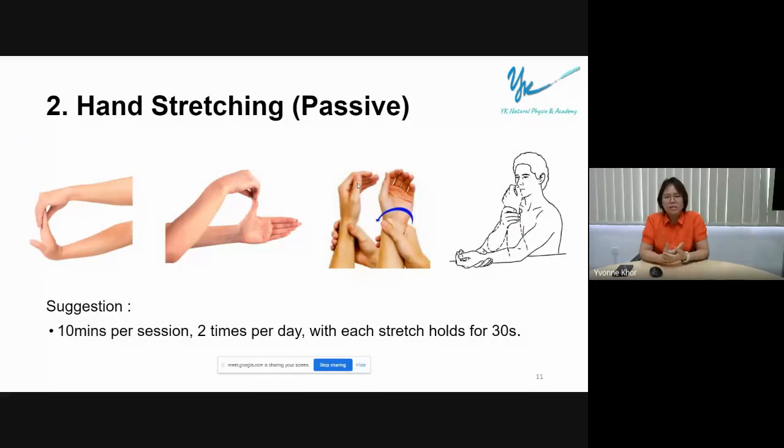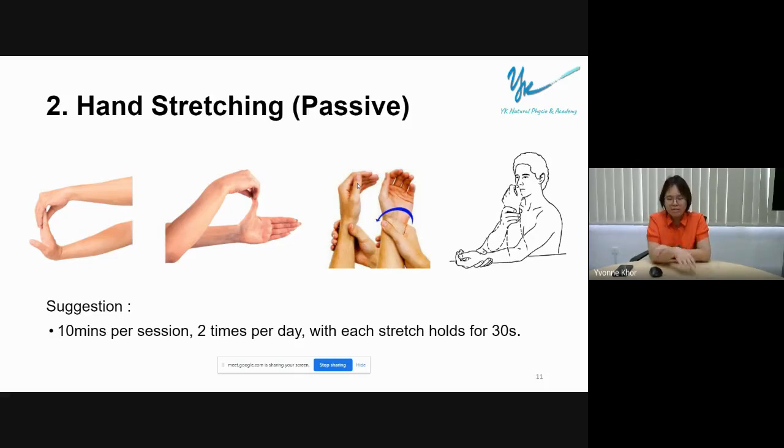Okay, these are a few types of hand stretching which patients can do themselves at home. First is the wrist extension, as you can see. The suggestion is 10 minutes per session, 2 times per day. Second is the thumb stretching, where you stretch your thumb using your good side. You also can do 10 minutes per session, 2 times per day, and each stretch you need to hold for at least 30 seconds.